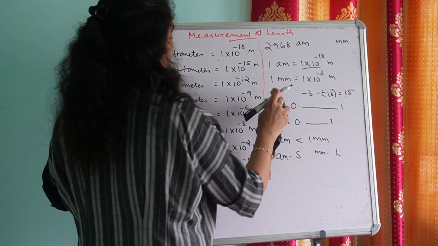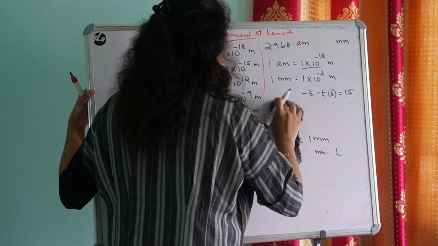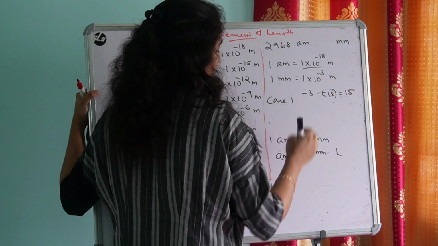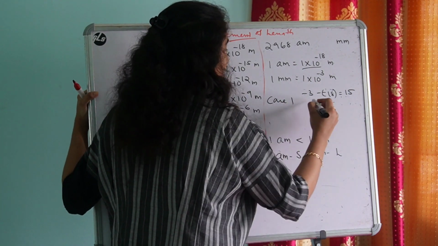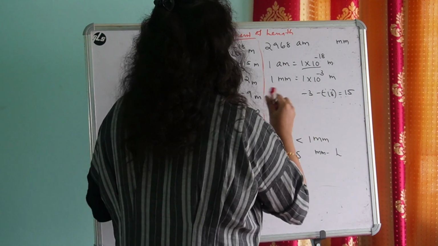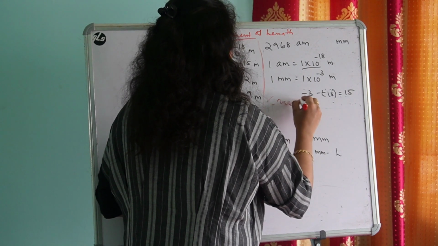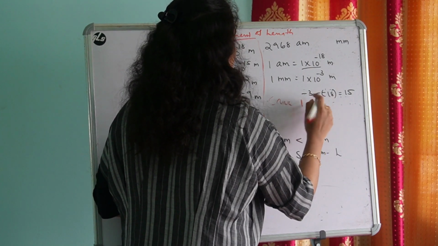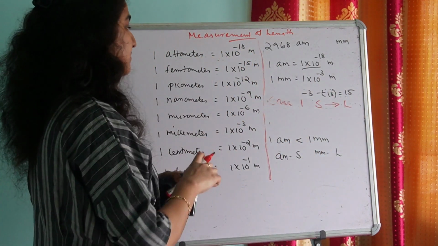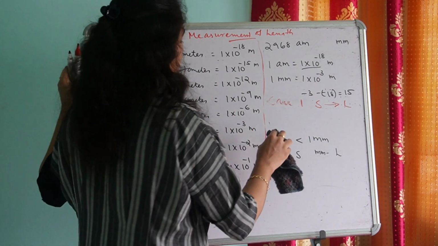So here we have to follow case 1, isn't it? So what is case 1? The value is given in a smaller unit. Let me write in red. Case 1: the value is given in smaller and you are asked to find larger. Yes. So here the case 1 question is asked.